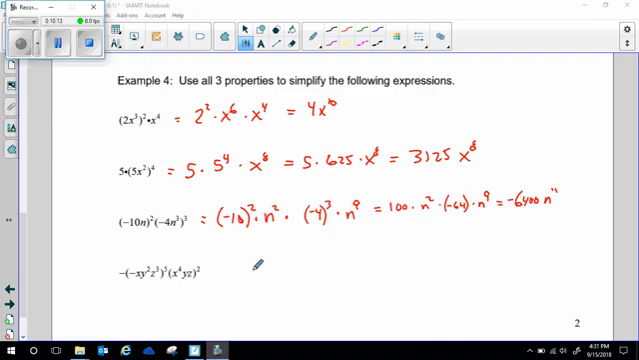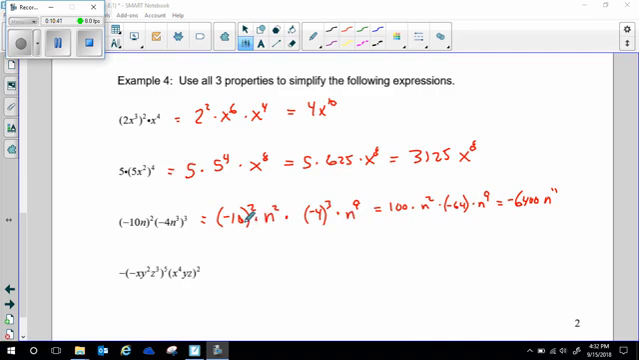All right, hopefully everybody recognized that this negative 10 is in parentheses, so negative 10 is being taken to the second power. Also, this negative 4 is in the parentheses, so the negative 4 is being taken to the third power. So when I apply that second power to those two, it's going to be negative 10 squared times n squared. When I apply that third power to those two factors, it's going to be negative 4 to the power of 3 and n to the ninth.